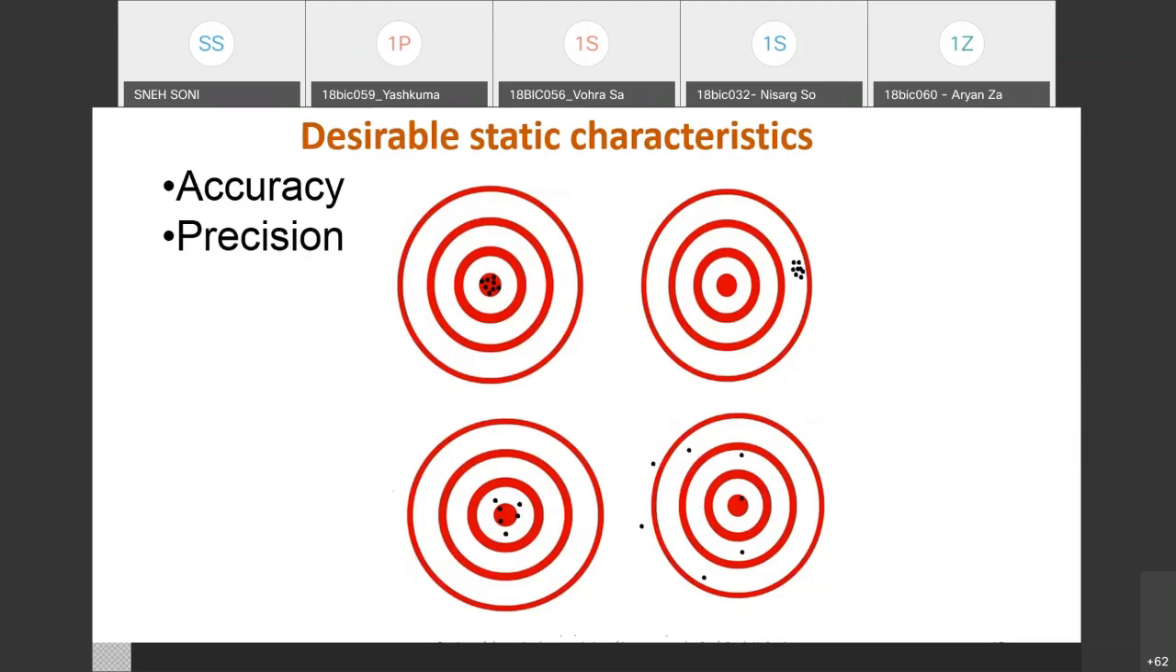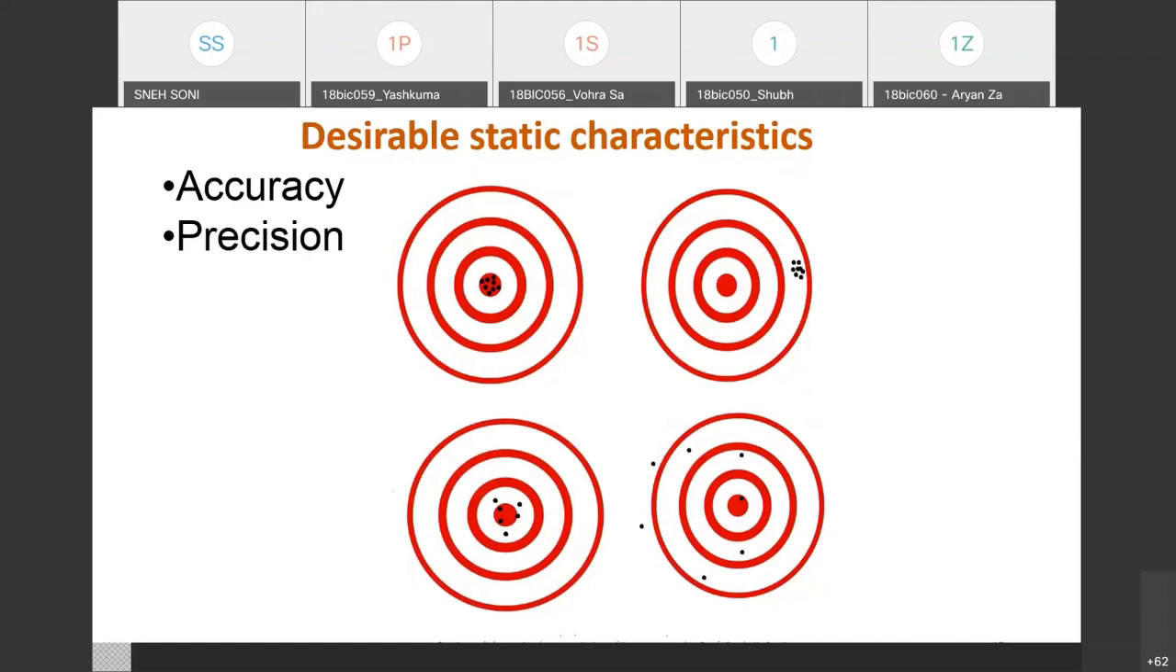Hello. Yes, sir, the last case, it is neither accurate nor precise. For precise, what should be there? There should be closeness of the values. Right? If the measured value is near to the true value, or very close, then it is accurate.